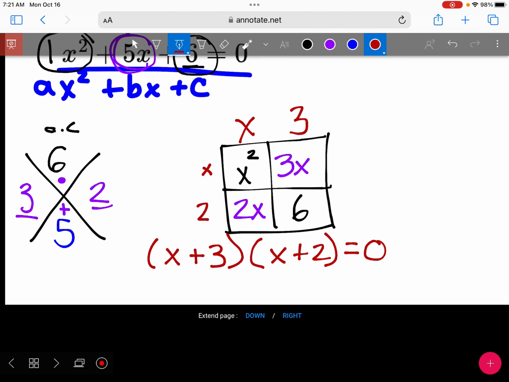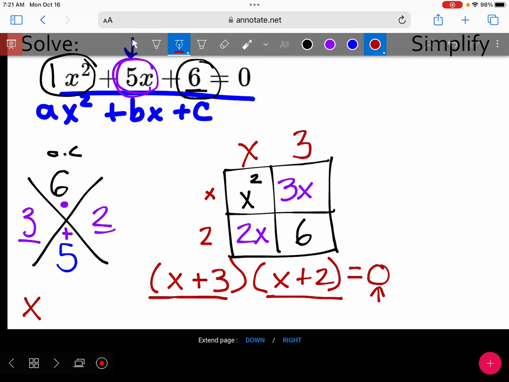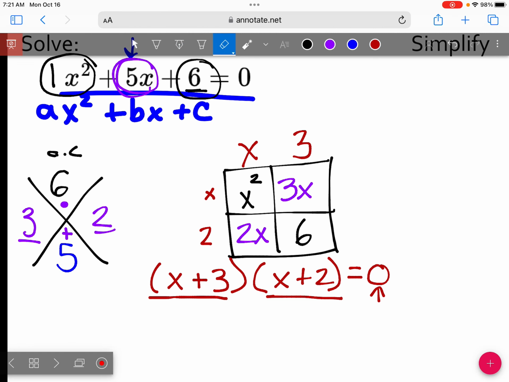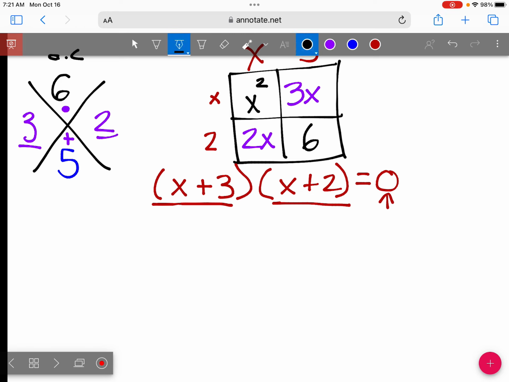Okay, so the Algebra 2 part, how we get our solutions, is when we take each of these factors and set them equal to 0. So we're going to have x plus 3. I'm going to give myself some more space. There we go. We want to know, when does x plus 3 equal 0? And when does x plus 2 equal 0? Those are our two solutions.